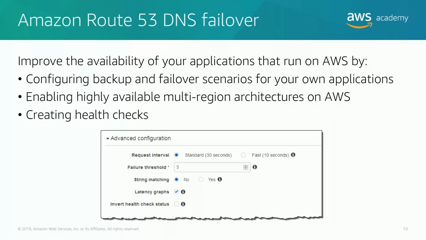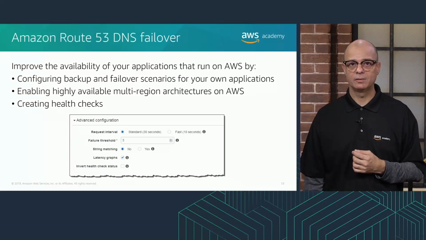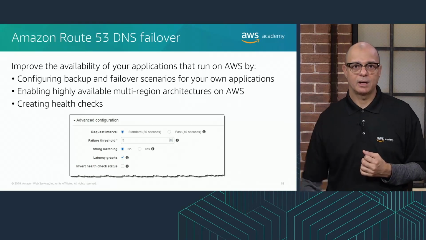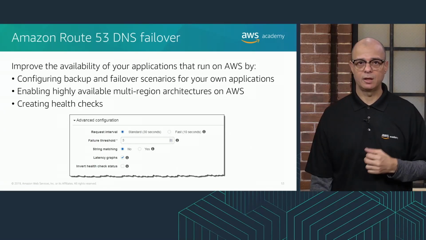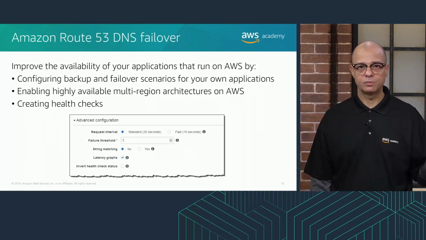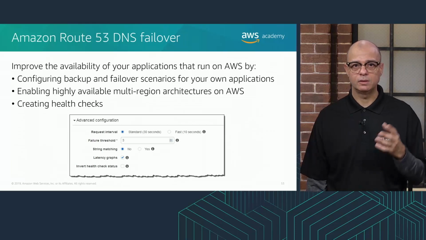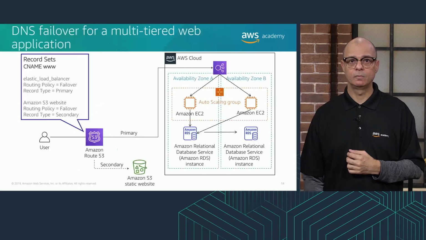Amazon Route 53 DNS failover enables you to improve the availability of your application that runs on AWS by configuring backup and failover scenarios for your applications. It also enables highly available multi-region architectures on AWS, and it requires a health check in order to monitor the health and performance of your web applications, web servers, and other resources. Each health check that you create can monitor the health of a specified resource, such as a web server, the status of other health checks, and the status of an Amazon CloudWatch alarm.